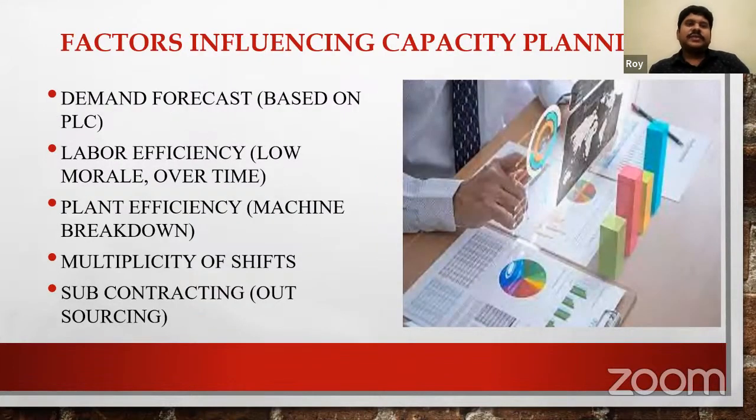What are the factors that will influence your capacity planning? One thing is that you have a plan in your mind, that I can produce these many products per day. But there will be some factors which will affect it. The plan will be affected by a few things. What are those things? First is demand forecast, based on PLC. What is PLC? Product life cycle.